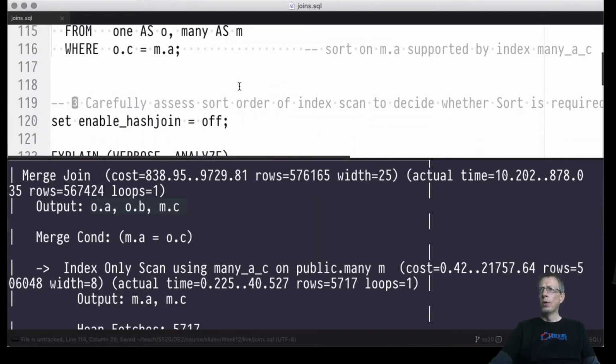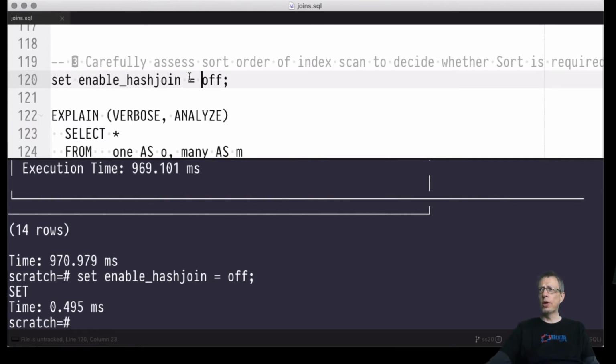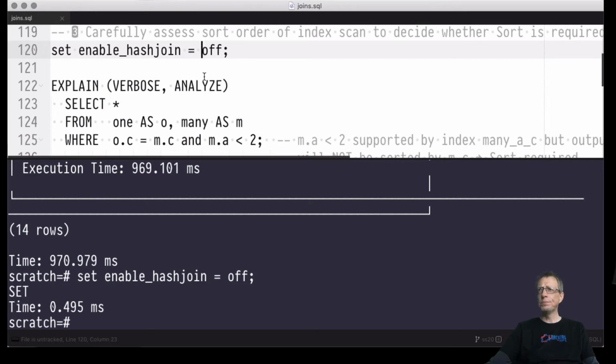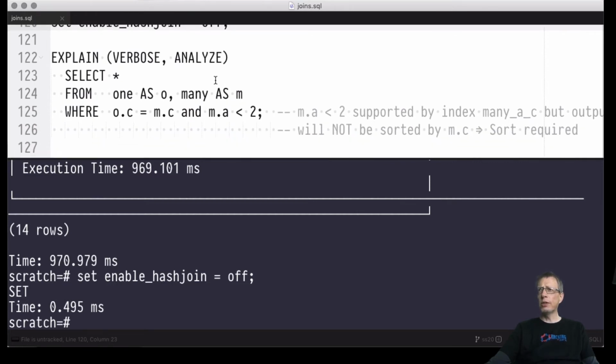Nice. For the next experiment, let's force PostgreSQL to use the merge join operation. I will switch off the contender hash join temporarily, just so that it doesn't interfere with our experiments here. So no hash join for the next few minutes. Let's see what's going on here.